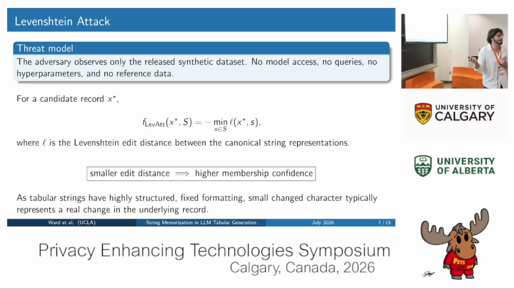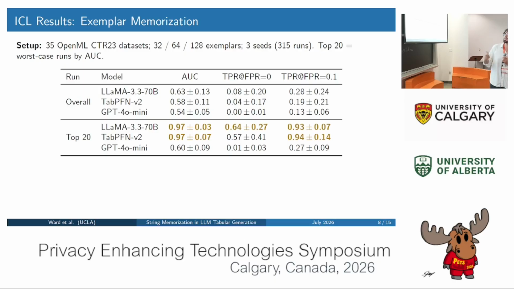And so we basically just run this attack on a bunch of different LLMs on a bunch of different datasets and find some pretty bad results. So this is for the ICL case. We found that over a pretty big benchmark, in the top 20 most egregious runs, many of these models catastrophically leaked the membership of the training data.